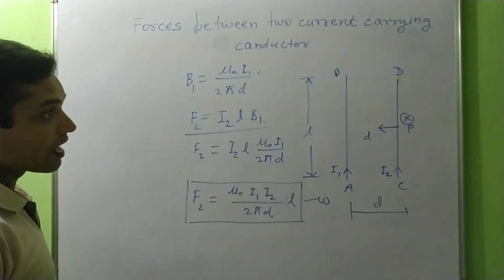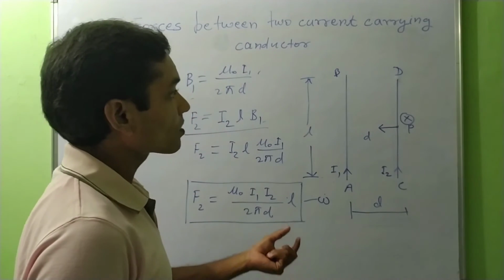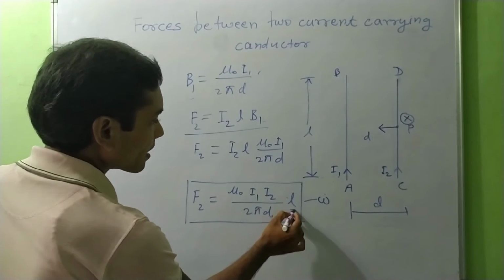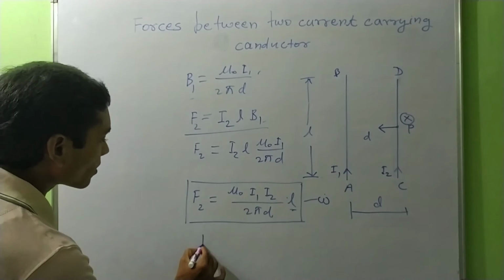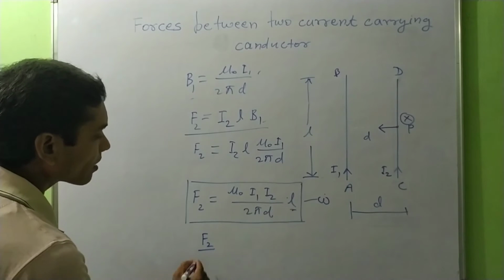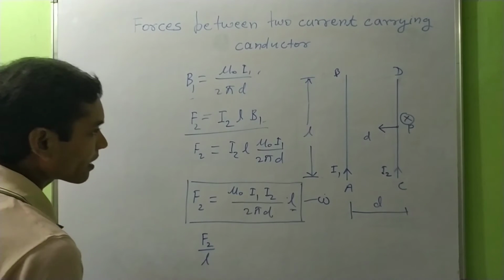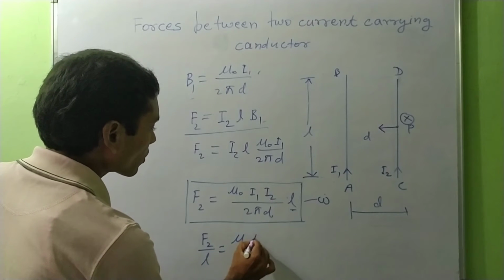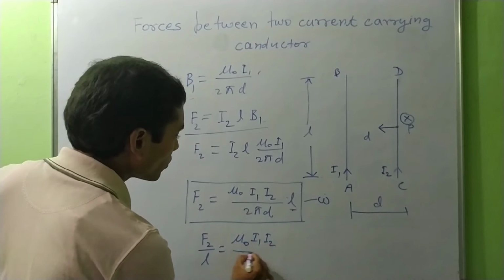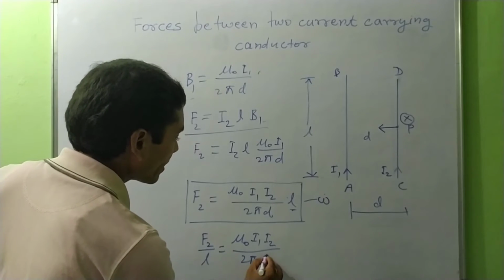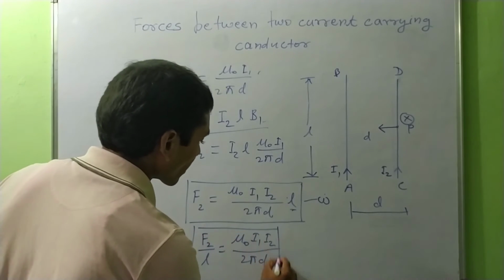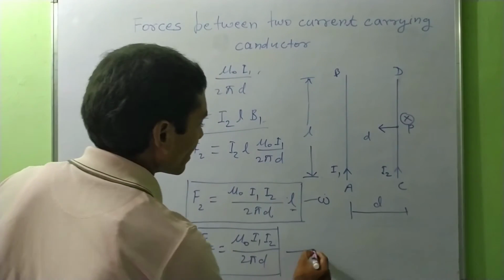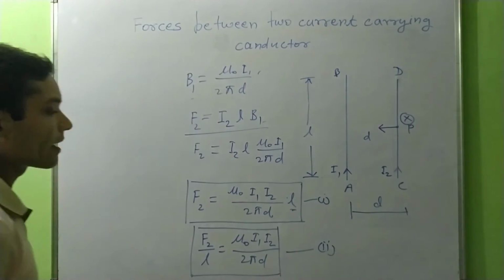If we have to determine the force per unit length, then we will transpose this L to the left hand side. So the force acting on the conductor CD per unit length will be mu naught I1 I2 upon 2 pi D. This is the force acting on CD per unit length. Let this be equation second.